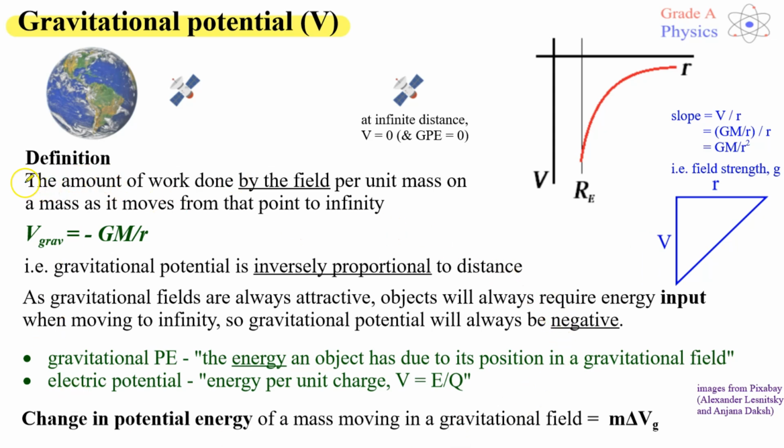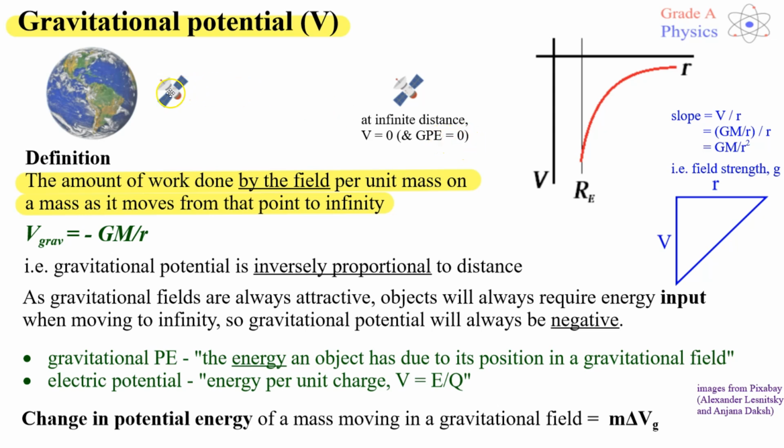So first of all, the definition: it's the amount of work done by the field, that's important, per unit mass on the mass as it moves from that point to infinity. Okay, so what have we got here? We've got our object, let's say in a low orbit position, so it has some gravitational potential energy. And if we then compare that to a situation where it is very, very far away, and we call that infinity, but we just mean deep space. So we mean the effects of the gravitational field are negligible. So at this position, the gravitational potential is zero and the GPE is zero.